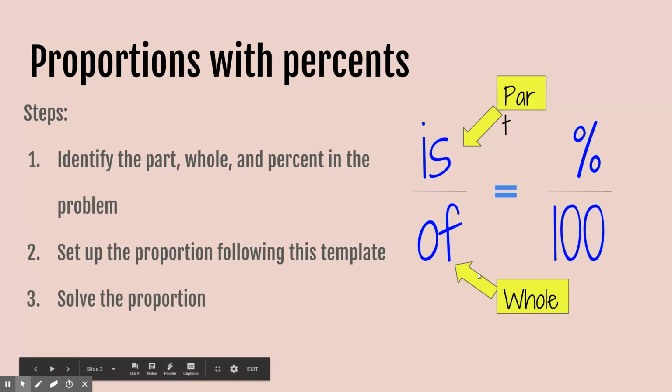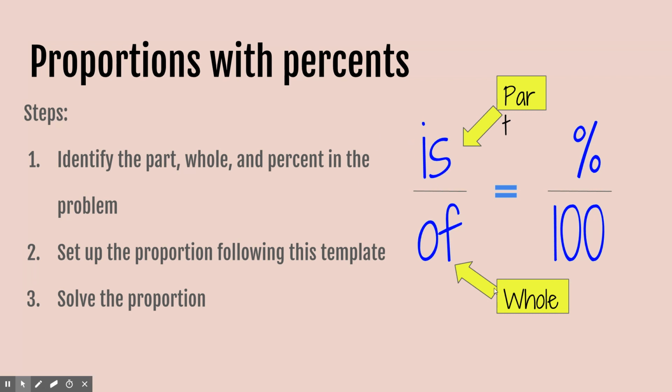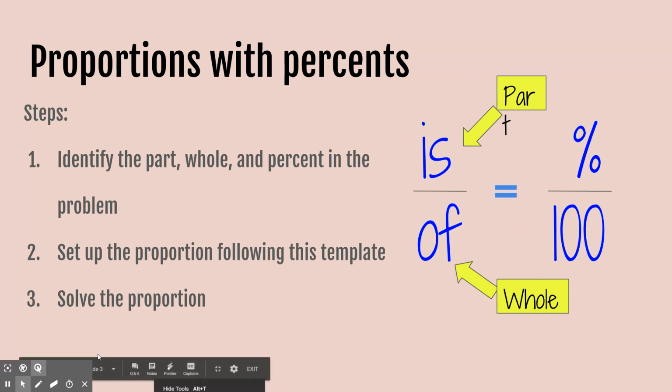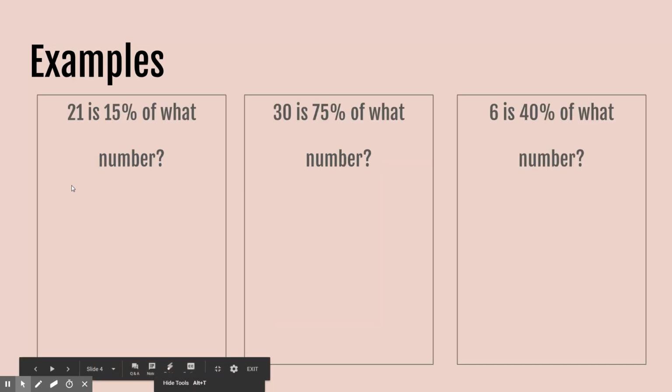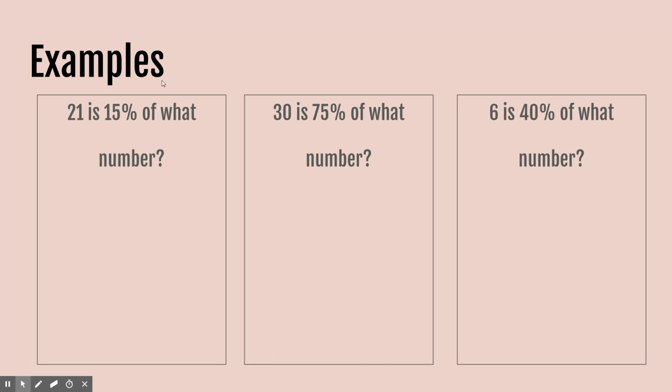And then this is the same thing. Oops, the T got cut off. This is the same template that we looked at last time. So last time we were finding the part, and now we're going to find the percent and whole. So these are just some of our straight up examples, not really in a word problem, but we're going to see how we can use that proportion setup to find different parts now.